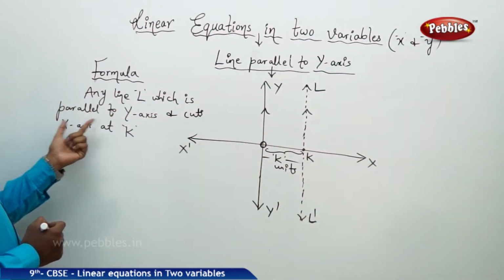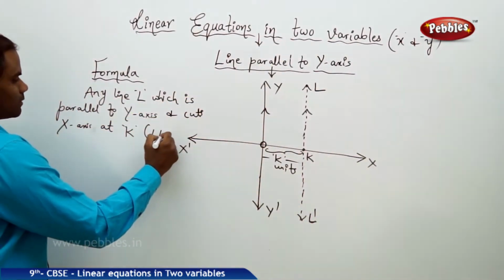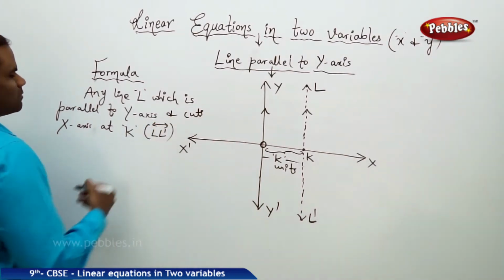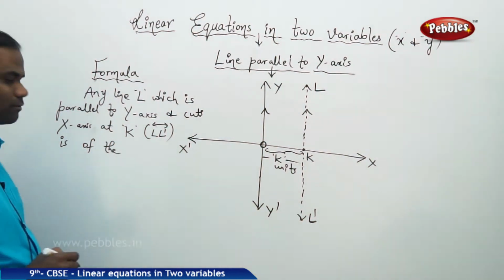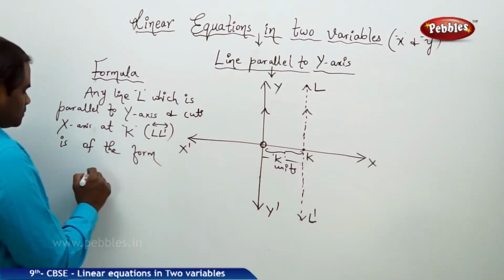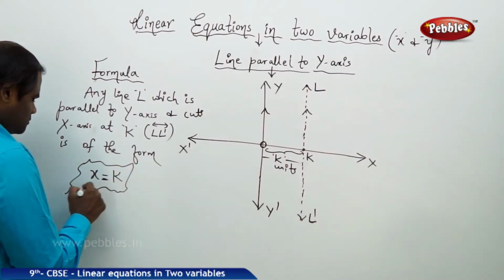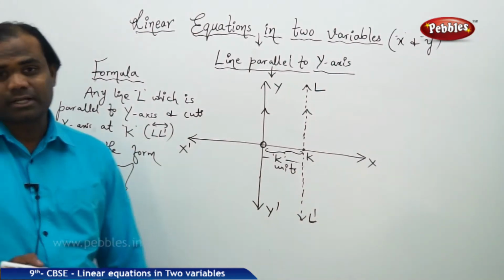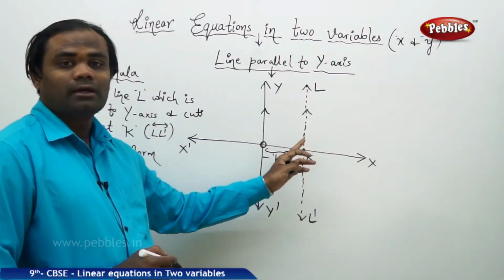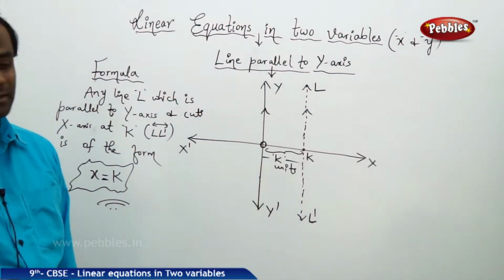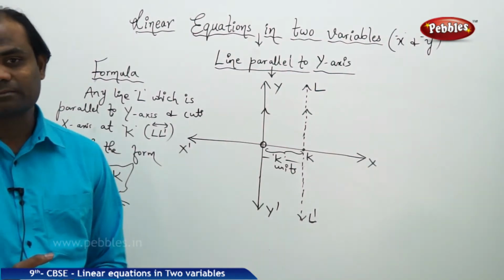So any line L which is parallel to y-axis and cuts x-axis at k, in this case the line being L, L dash, that line is of the form x equals k, is how I understand the formula. Any line parallel to y-axis and passing through k, cutting x-axis at k, that is when the x-intercept is k, then the equation of the line L is of the form x equals k.